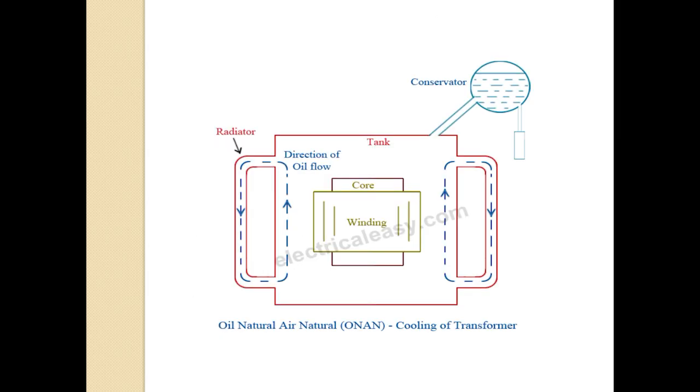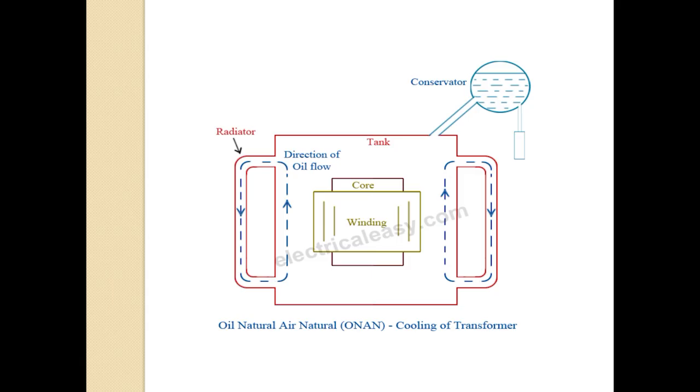So the next one is oil natural and air natural cooling. See the diagram itself, it is showing it will have some cooling tubes outside, but there will be no other mechanism involved in this cooling. So in this method, the heat generated in the core and the winding is directly transferred to the oil, and according to the principle of convection, the heated oil flows in the upward direction and through the radiator also.